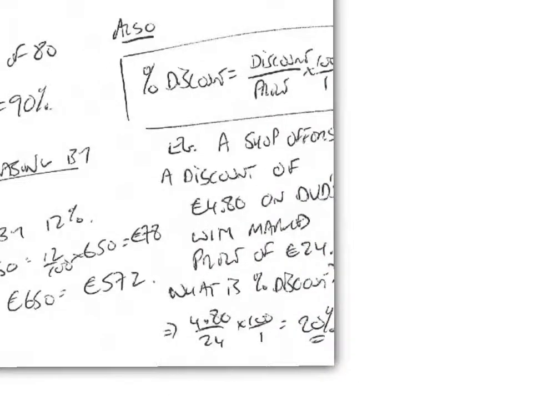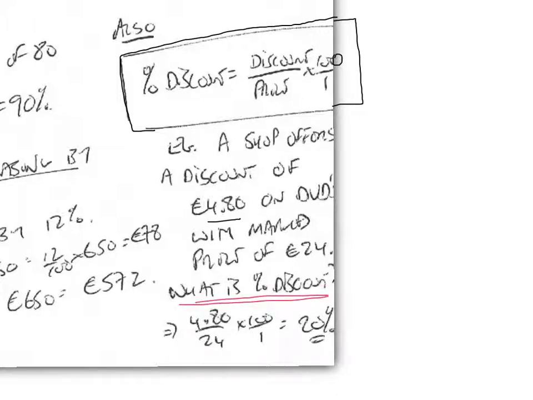And while we're here, it's just to take note of the fact that we can have this notion of working out the percentage discount, okay? And we have a formula whereby percentage discount equals discount over price or marked price all times 100 over 1. So a shop offers a discount of €4.80 on DVDs with a marked price of 24 euros. What is the percentage discount that the shop is offering?